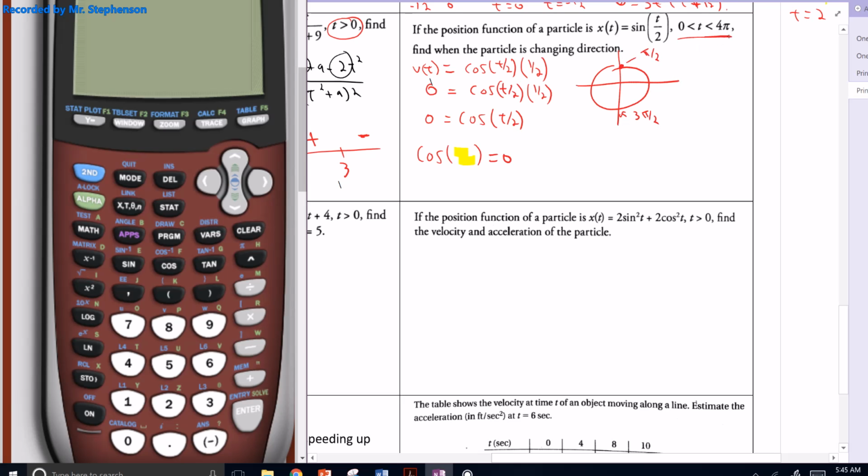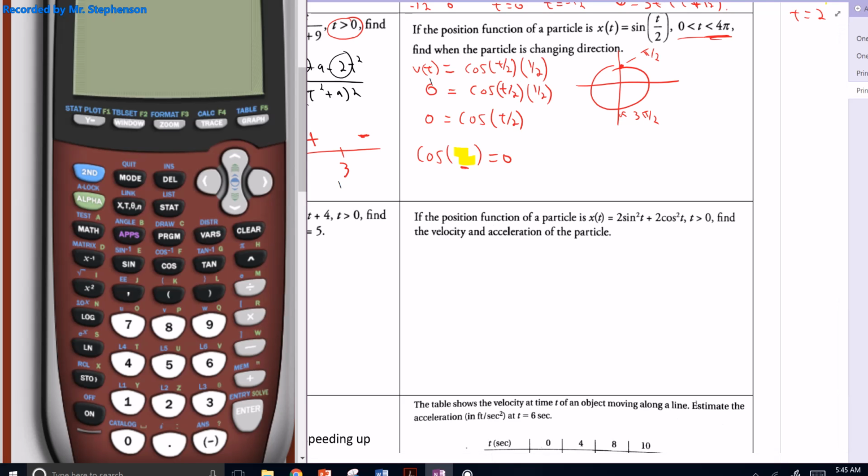Now I've got to keep going until I get to 4 pi, or at least I do for my t values, right? Right now I'm not finding t values, I'm finding these basically theta values, right? So if the thing on the inside of this is pi over 2 or 3 pi over 2, then I will get 0, and that's where it could possibly change directions.